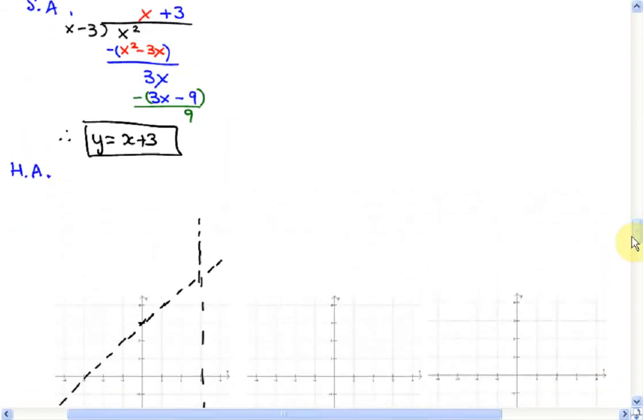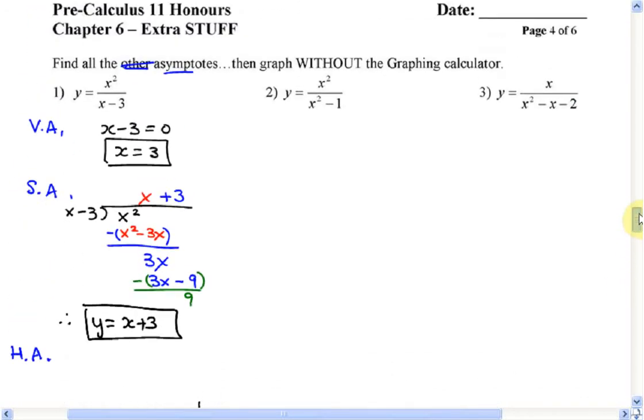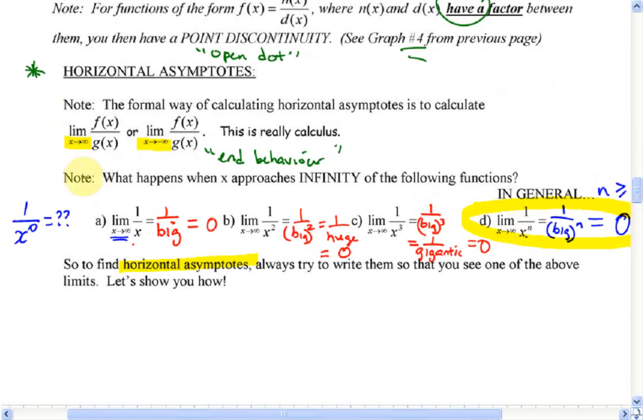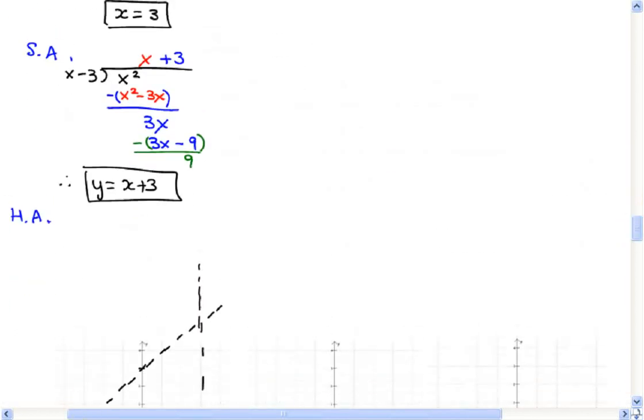Now, the last one is this horizontal asymptote. And let me try to show you this one here. This one's a little bit more tricky, and I'll show you how to do this. I don't know if I left you enough space here. We'll try. Remember, to find the horizontal asymptote, you're looking for the limit of this function. So I'd like you to do this, please. Copy this down. The limit as x approaches infinity of that actual function, x squared over x minus 3.